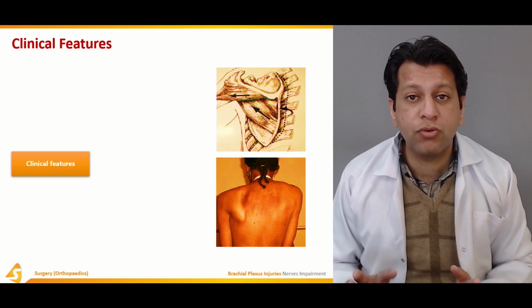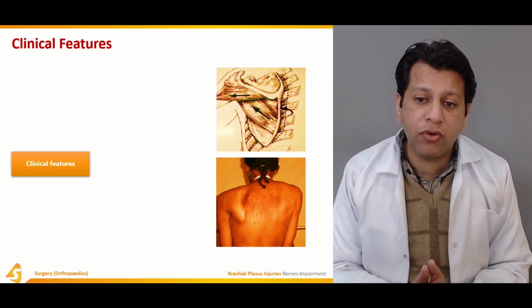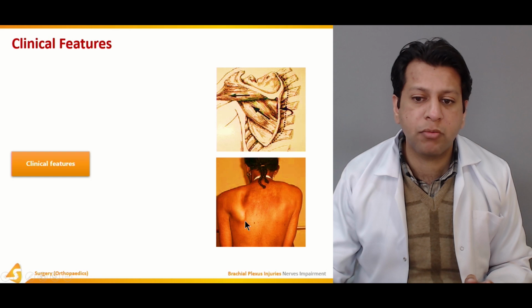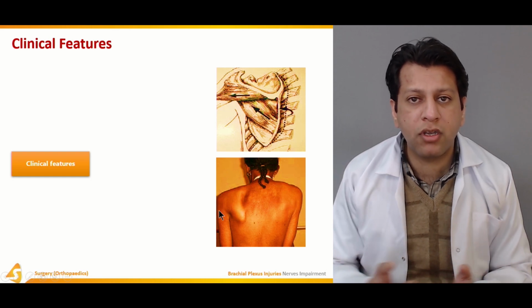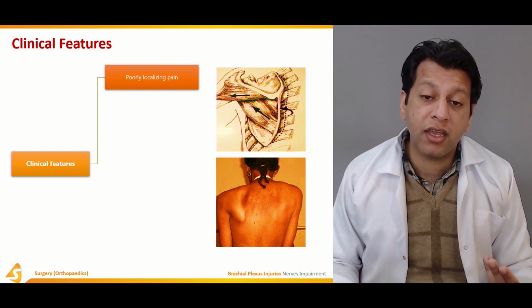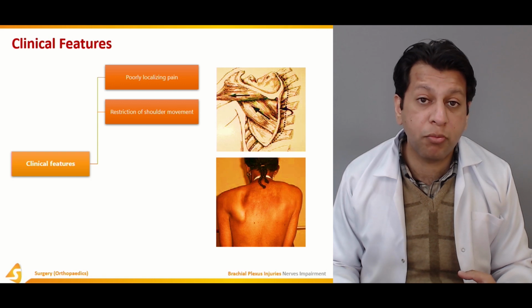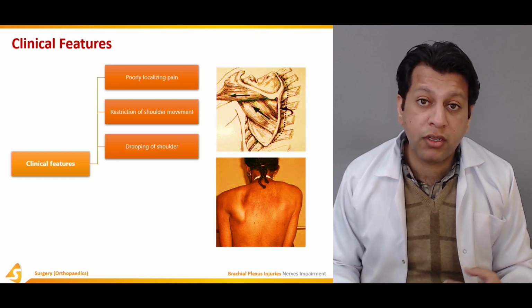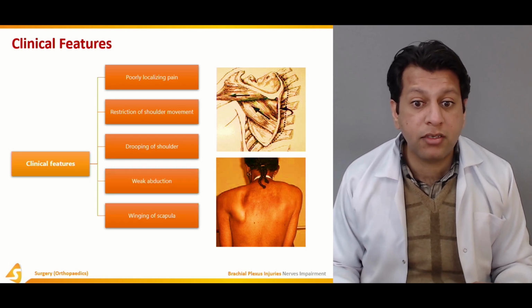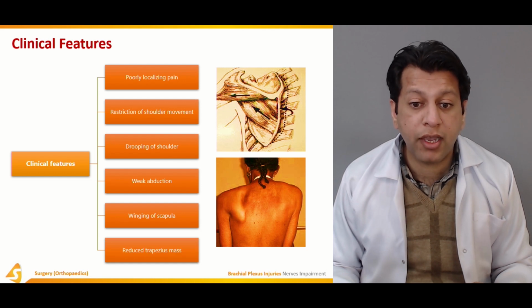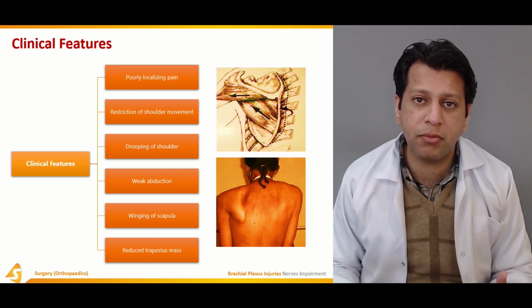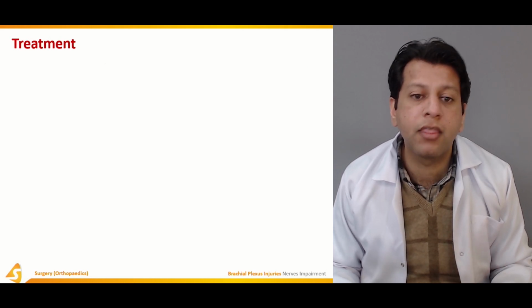Clinical features: as you know, it supplies the trapezius. Therefore, once the trapezius is paralyzed, the serratus anterior pulls the scapula laterally, leading to lateral winging of the scapula. Poorly localized pain in the neck region could be one of the features. There are restricted shoulder movements. There will be drooping of the shoulder, as the trapezius is helpful in shoulder movements, and there may be weak abduction. There may be lateral winging of the scapula and reduced trapezius mass, because once the muscle is not supplied with the nerve, it results in atrophy.